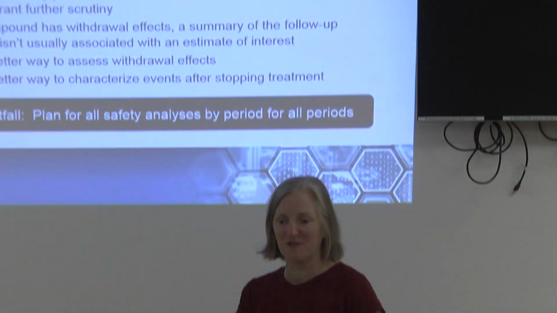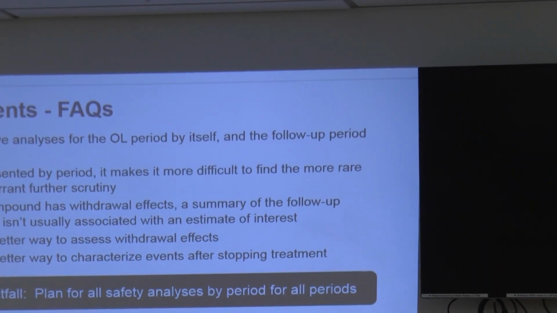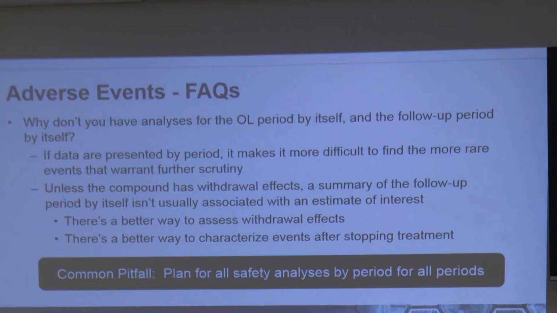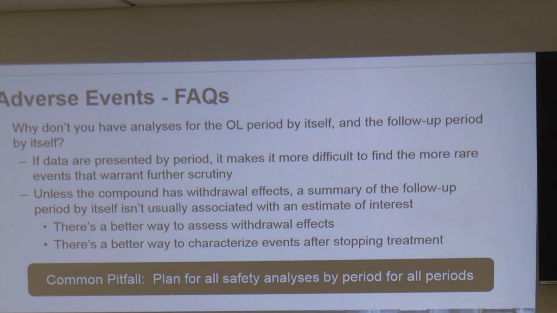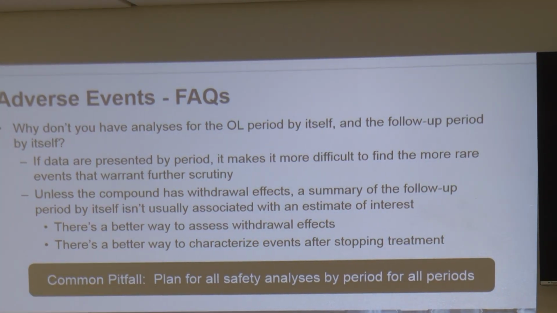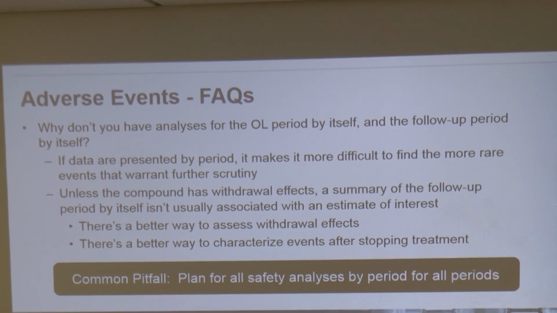Okay, why don't you have analyses for the open label period by itself and the follow-up period by itself? This is a common pitfall, maybe. I don't know how common. I've certainly seen this tendency, because it's really easy in a statistical analysis plan to say these safety analyses will be done for each study period by period. So one single sentence, a very easy sentence to write. Well, that turns into 1,000 tables, most of which don't have much value.